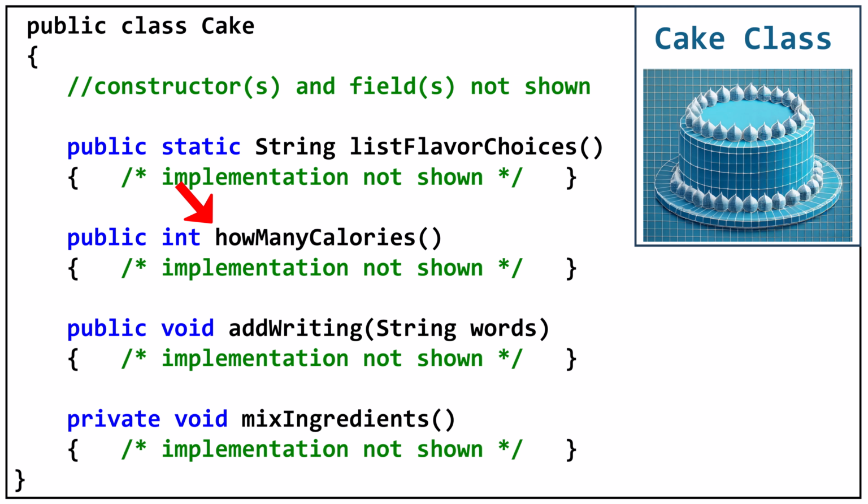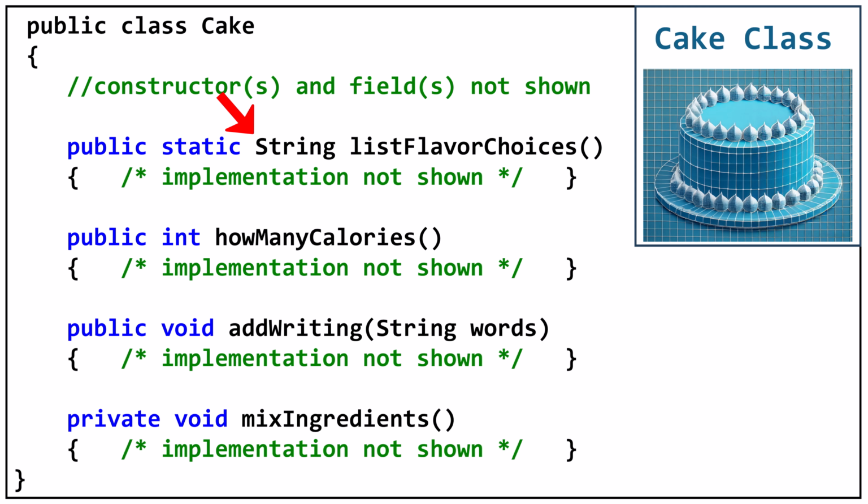Compare that to howManyCalories, which doesn't have the word static. As a non-static method, it must be called from a cake object. Different cake objects will have different numbers of calories, so it makes sense that this will be a non-static method. When I say that different cakes may have different numbers of calories, this variability is key to understanding why howManyCalories is a non-static method. Since each cake object could have different ingredients, the number of calories will vary from one object to another. That's why the method needs to be called on a specific cake object, allowing us to calculate the calorie content based on the unique characteristics of that individual cake.